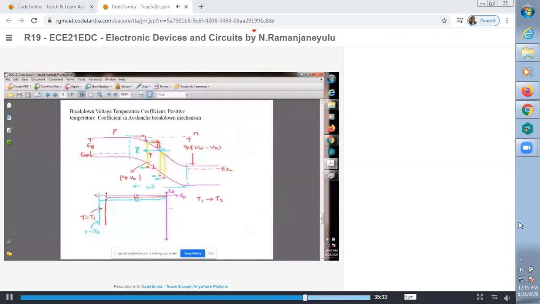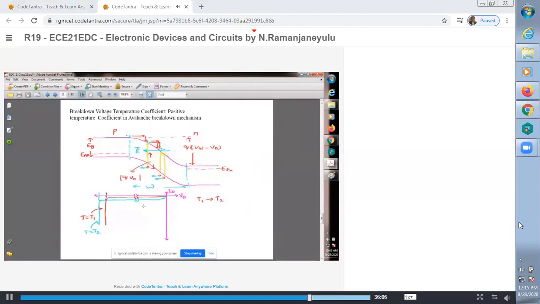Now coming to the temperature effects on the reverse characteristics. In Zener breakdown, there is a negative temperature coefficient. As temperature increases, breakdown voltage reduces.